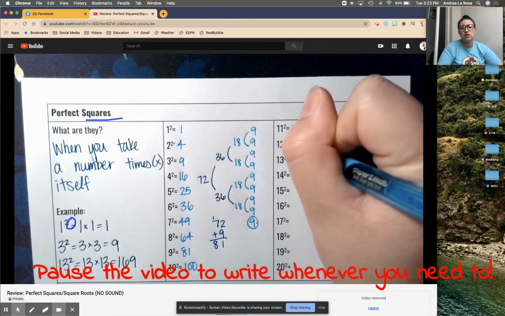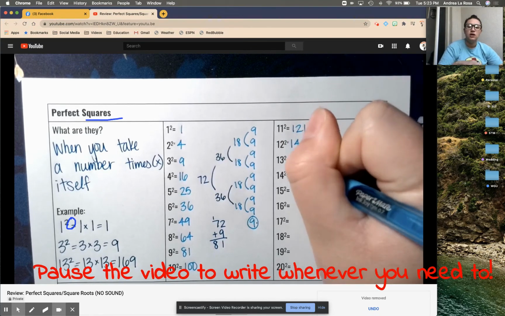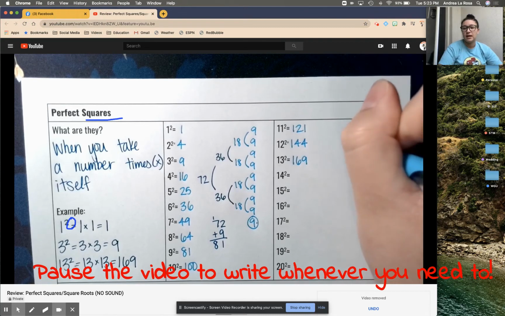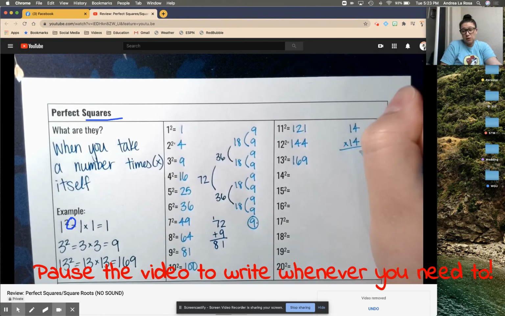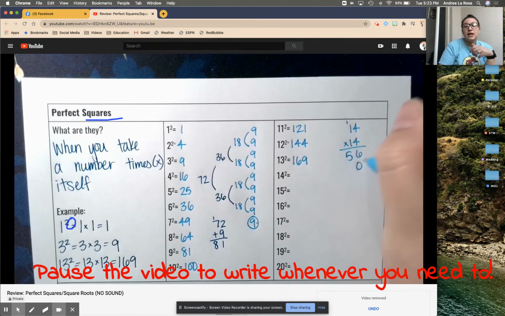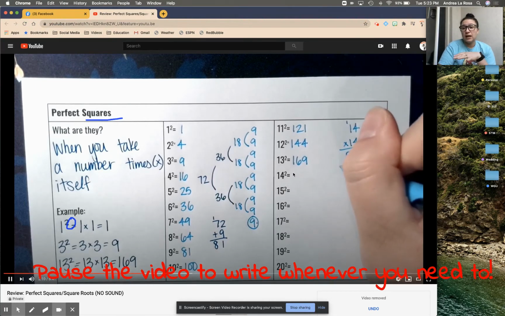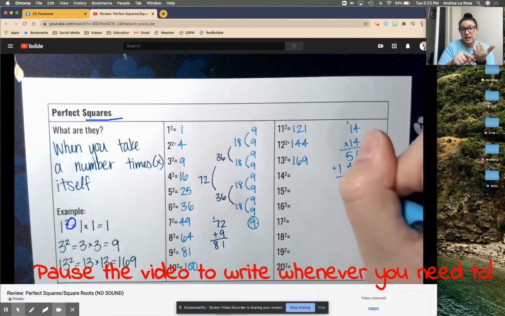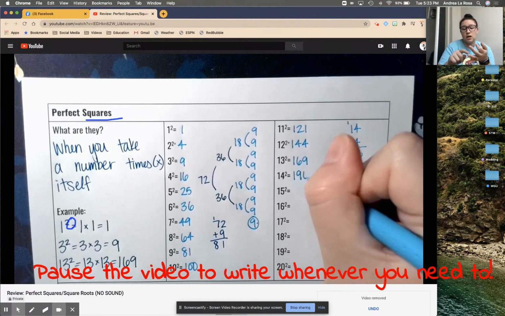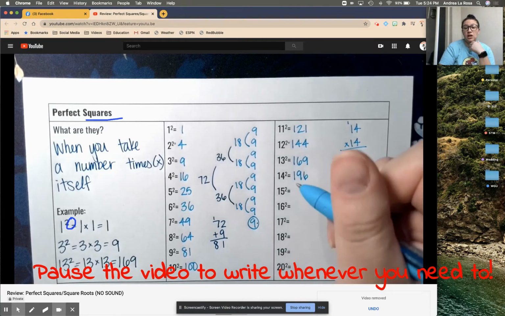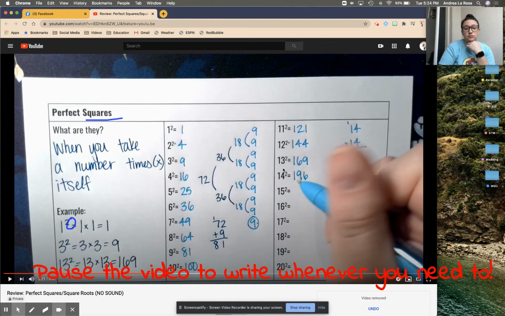10 squared is 100, 11 squared is 121, 12 squared is 144, 13 squared, we already did that, is 169. Maybe I forgot 14 times 14. And I would want to multiply it out there that traditional way. If you do not like the traditional way, there's also videos on Schoology for you to watch of the lattice method and the area method, as well as the repeated addition and the traditional method of multiplying as well.